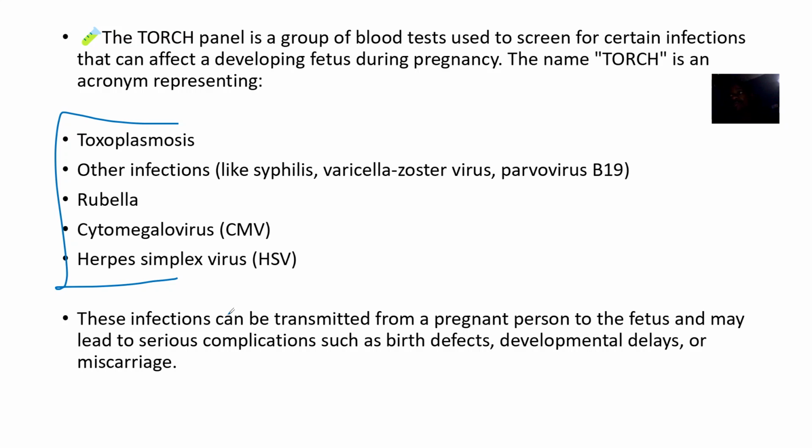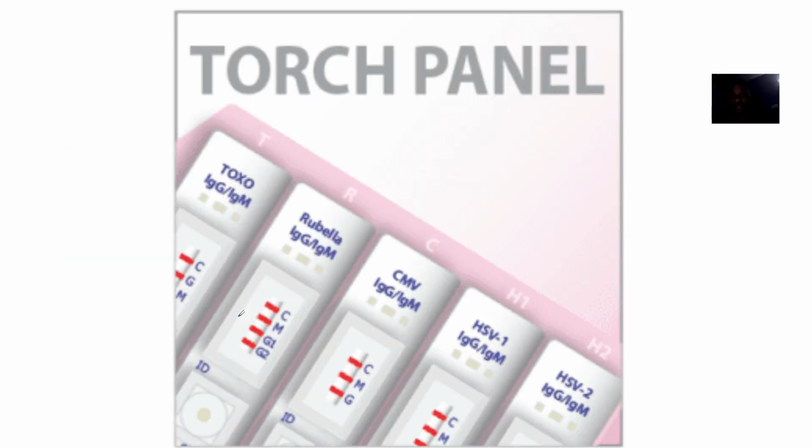All right. Now it mustn't be that the person must have all five. The person can just have one among them. The person can have two. You understand? So you want to check if this pregnant person is able to spread this thing from themselves to the baby. So you could see, this is a torch panel.